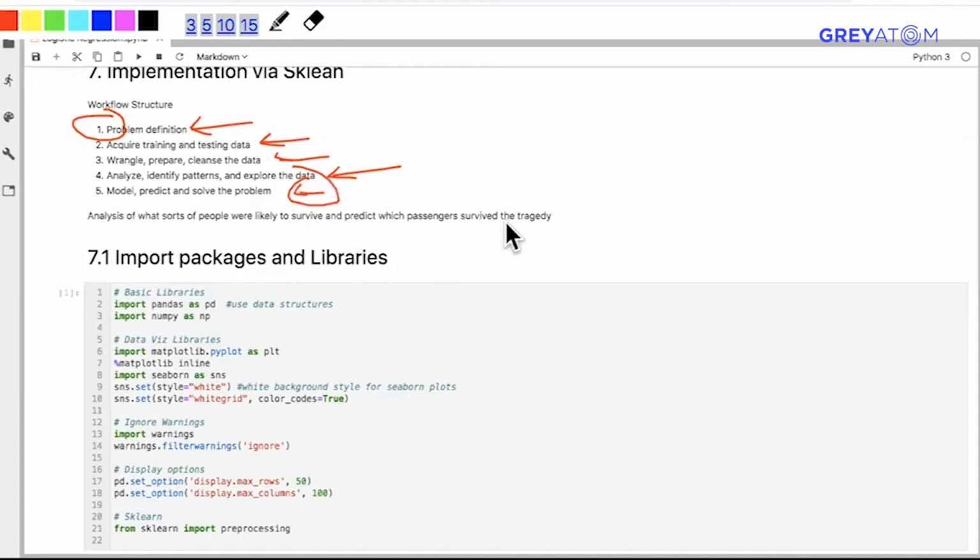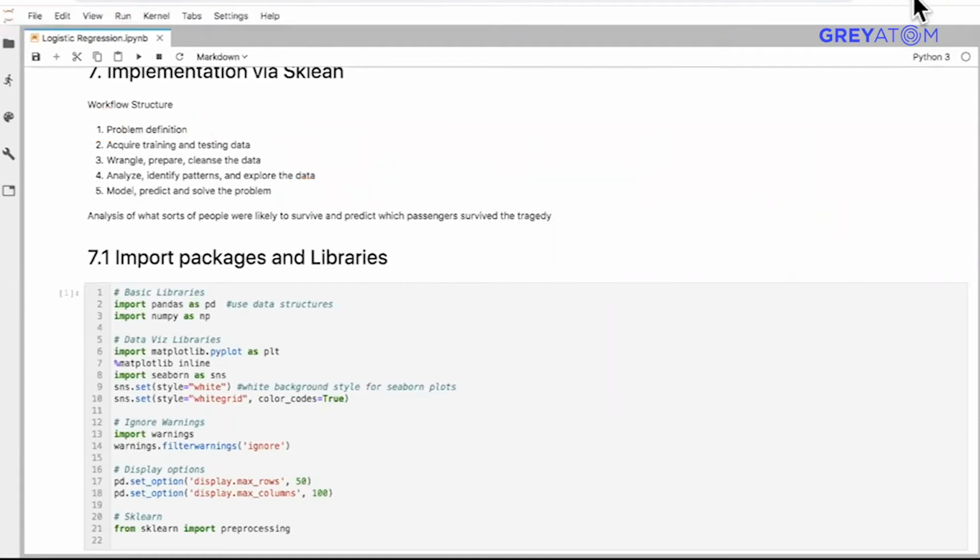So let's just start with this. The first thing we would be doing is importing the libraries in Python. Okay, I have a question on the chat. Sorry, guys.